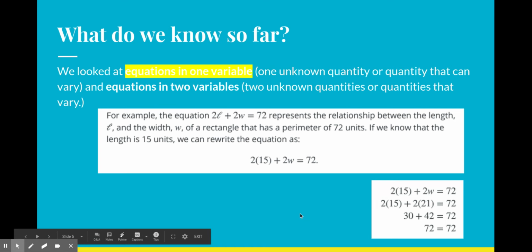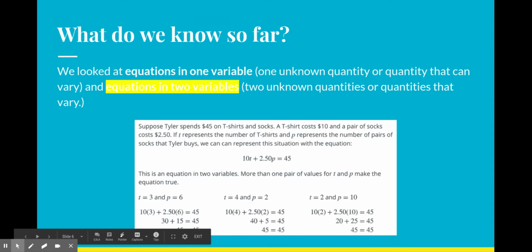And then we talked about, well, that's a little bit different in how we'd approach this equation in two variables. So let's say Tyler spends $45 on t-shirts and socks. A shirt is $10, socks are $2.50. So we have T representing shirts, P representing pairs of socks. And so we can represent this situation here with this equation in two variables. And so in this case, more than one pair of values for T and P can make the equation true. So Tyler could buy 3 shirts and 6 pair of socks, or 4 shirts and 2 pair of socks, or 2 shirts and 10 pair of socks. And in every single case, he'd end up spending $45.